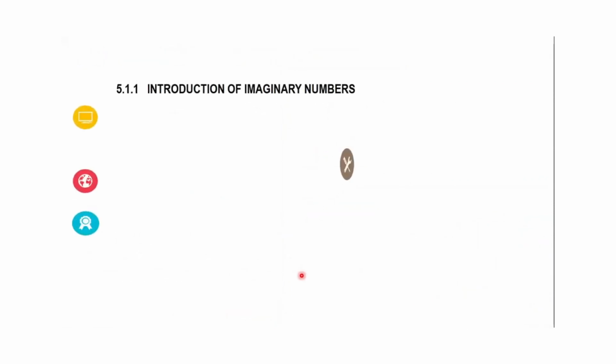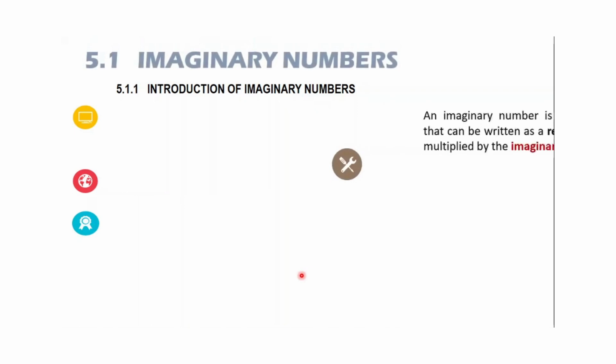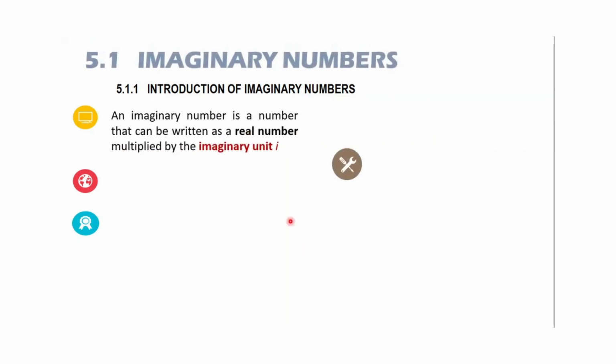Okay, let's look deep on imaginary number. 5.1.1 Introduction of imaginary numbers. An imaginary number is a number that can be written as a real number multiplied by the imaginary unit i. Imaginary unit i is equal to square root of negative 1. i adalah simbol untuk imaginary unit dan nilai dia adalah punca kuasa 2 negatif 1.